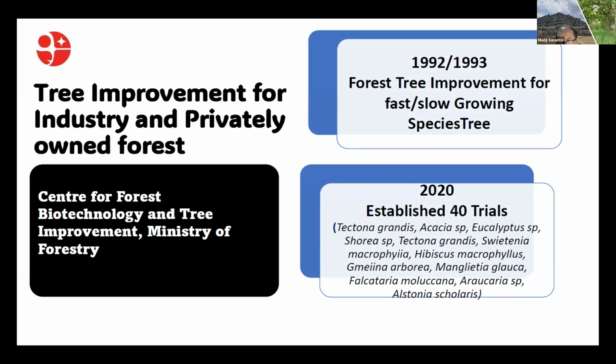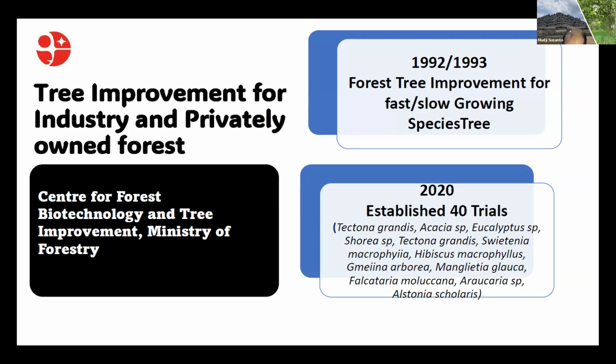After 1990, in 1992, the Center for Forest Biotechnology and Tree Improvement, Ministry of Forestry, began a forest tree improvement program in Indonesia for fast-growing species in collaboration with the Japan International Cooperation Agency, or JICA. The species studied were Acacia and Eucalyptus species for pulp and paper production.